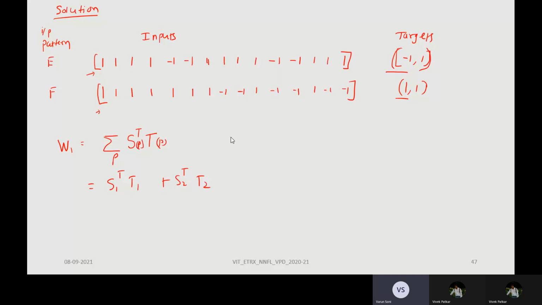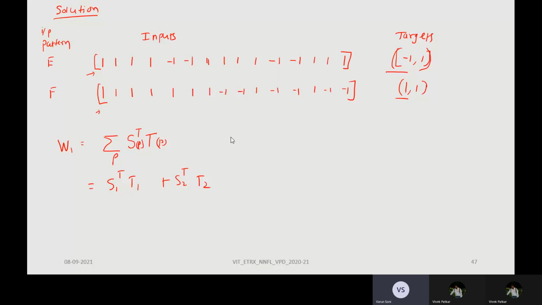2, 2, 0, minus 2, minus 2, 0, 0, 0, 0, minus 2, minus 2. This is the first column. And the second column is 2, 2, 2, 2, 0, 0, 2, 0, 0, 2, minus 2, 2, 0, 0.